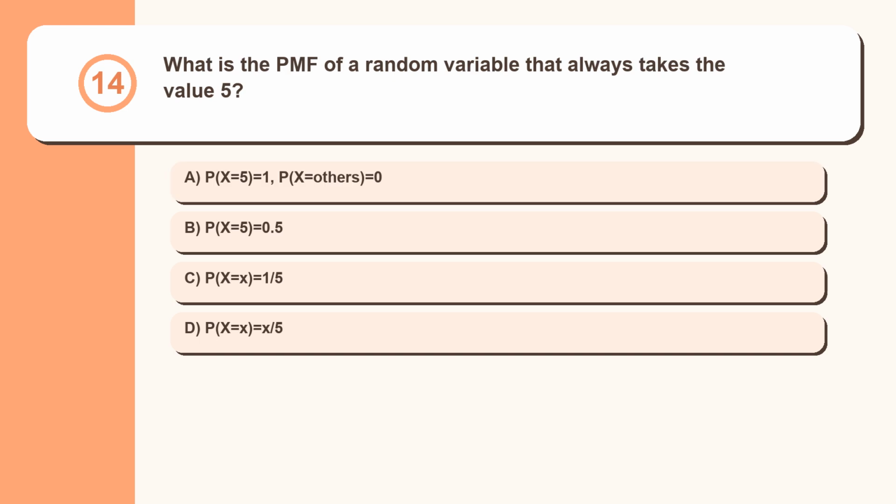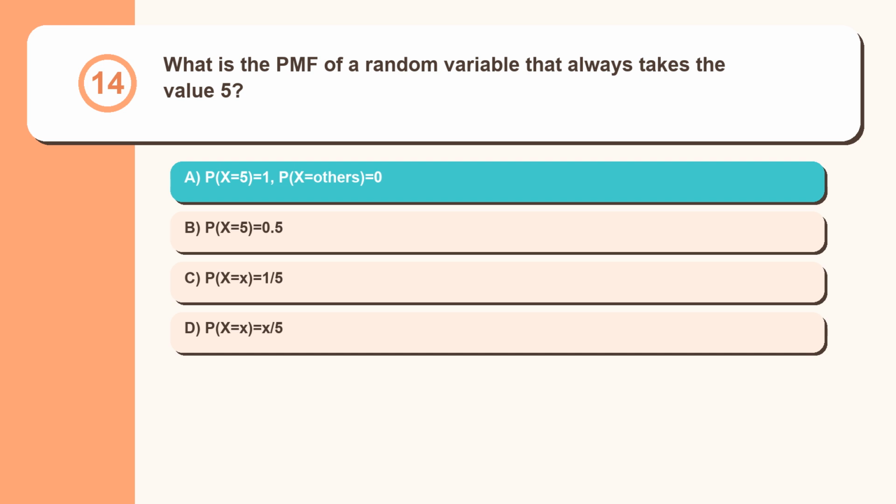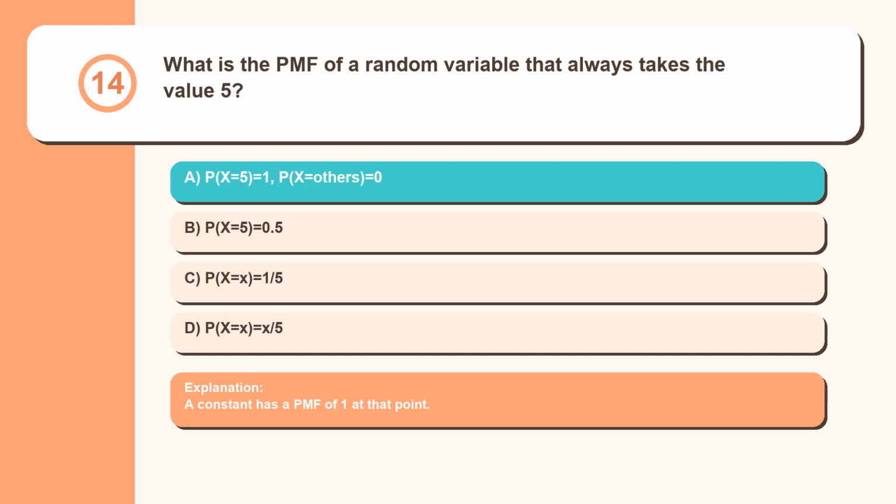Question 14. What is the PMF of a random variable that always takes the value 5? P(x=5) equals 1, P(x equals others) equals 0. P(x=5) equals 0.5. P(x) equals 1/5. P(x) equals x/5. A constant has a PMF of 1 at that point.